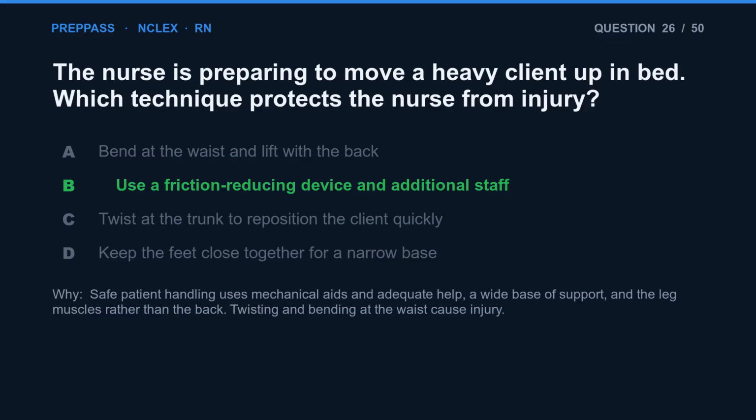The correct answer is B. Safe patient handling uses mechanical aids and adequate help, a wide base of support, and the leg muscles rather than the back. Twisting and bending at the waist cause injury.